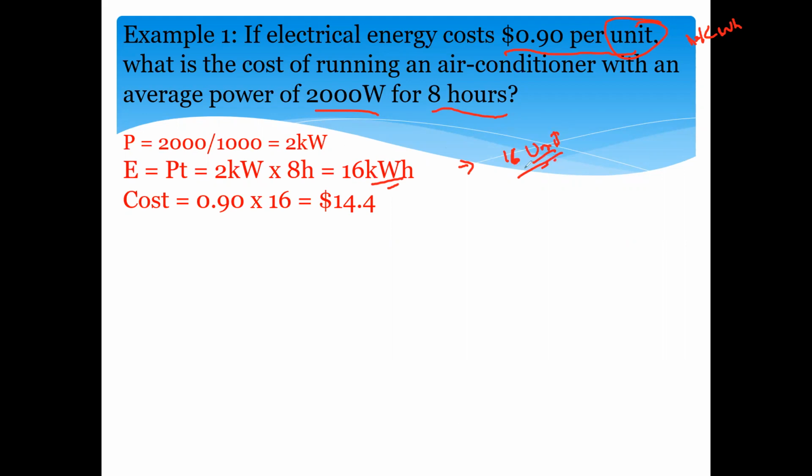So 16 units of electricity are used, and we know that if we are using 1 kilowatt hour, or 1 unit, it costs $0.9. So if 16 units of electricity are used, how much does it cost? X dollars, cross multiply. So 16 multiplied by 0.9. So the total cost of using the air conditioner for 8 hours will be about $14.4.